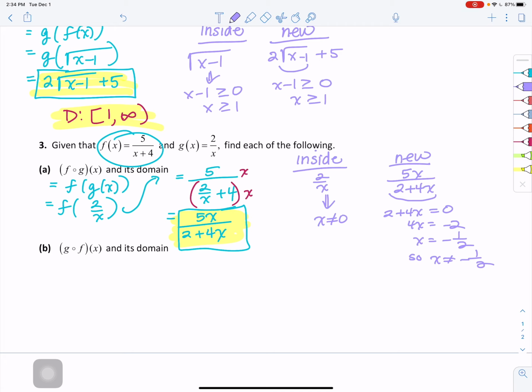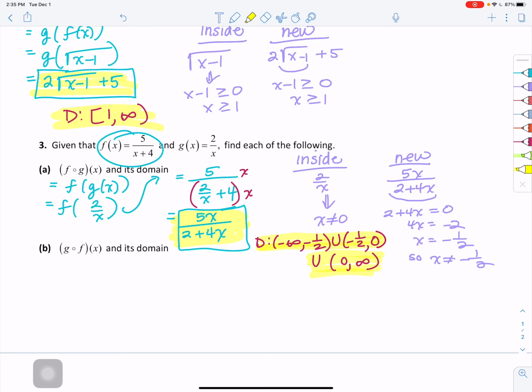I'm not sure if you remember how to write that, but I think you do. We're going to write the new domain, and that is we're going to go from negative infinity all the way to negative 1/2, and we don't want it. We're going to jump over it. Then we're going to go from negative 1/2 to 0, and we don't want 0. We're going to jump over it, and then we're going to go from 0 to infinity. And there we go for that domain.